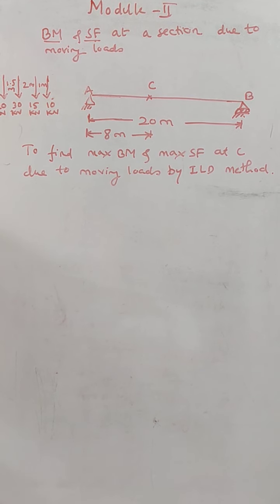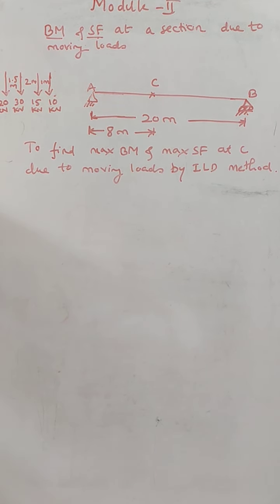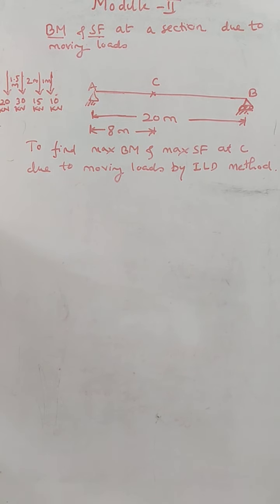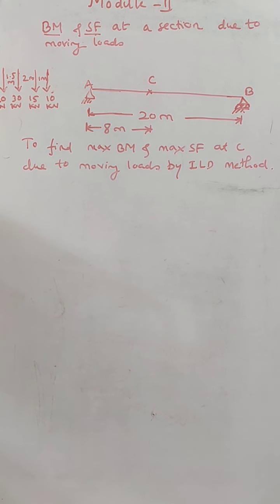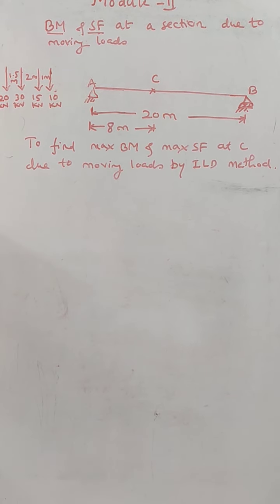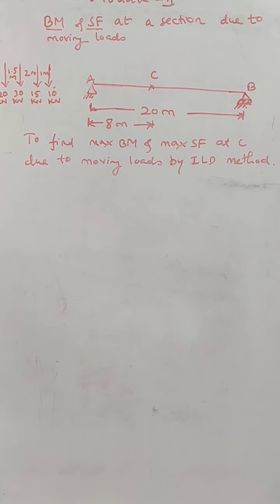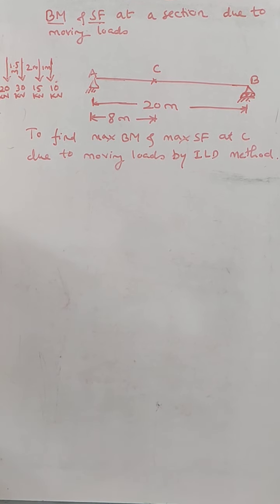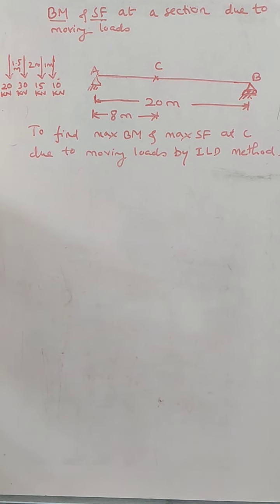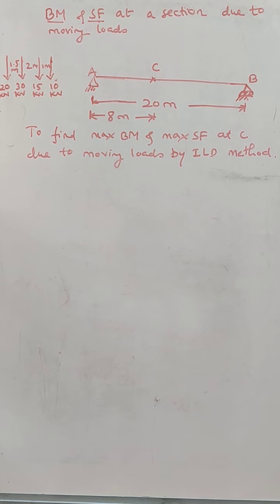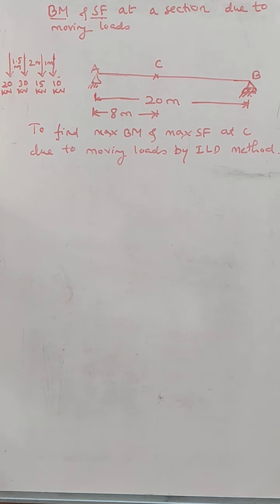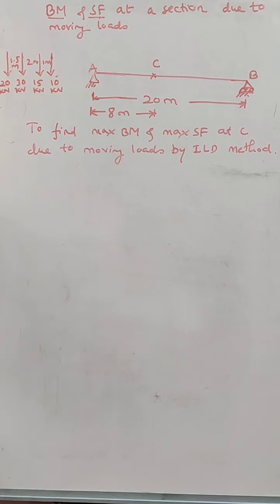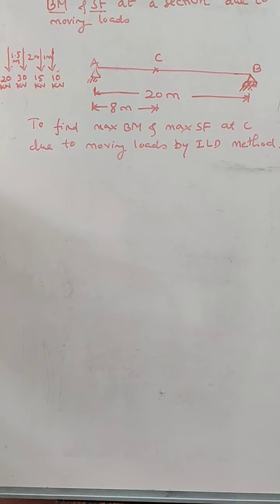A part of module 2 is to find out bending moment and shear force at a section, and then to find out the absolute maximum bending moment and absolute maximum shear force when the loads are moving from one end of the beam to the other end. That means when moving loads like a UDL or a series of concentrated loads move from one end to the other, we have to find the maximum bending moment at a section, or the absolute maximum bending moment. The section will not be given; we have to find that section, and then find the absolute maximum bending moment, and also the maximum shear force or absolute maximum shear force.